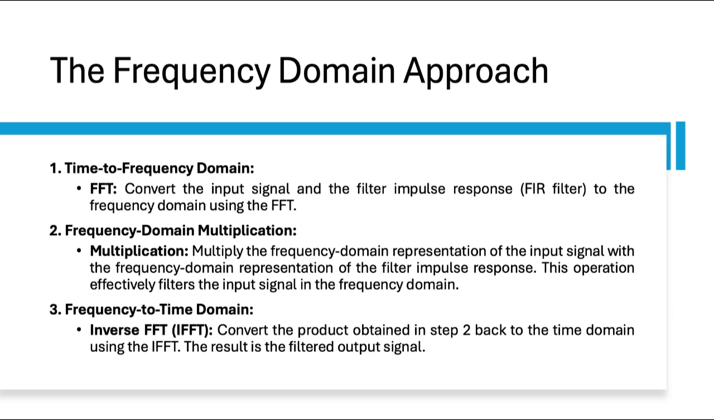First, the input signal and the filter impulse response are converted to the frequency domain using the Fast Fourier Transform. Next, the frequency domain representation of the input signal is multiplied by the frequency domain representation of the filter impulse response. This multiplication effectively applies the filter to the input signal in the frequency domain. Finally, the product obtained from this multiplication is converted back to the time domain using the inverse Fast Fourier Transform, resulting in the filtered output signal.